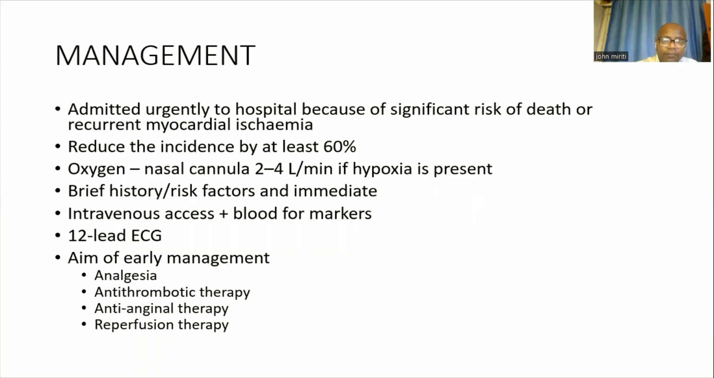The management of acute coronary syndrome is that you admit the patient to the hospital as quickly as possible, which reduces mortality by 60%. You give oxygen by nasal prongs, and also take a history immediately and monitor factors like diabetes, hypertension, and renal disease. You establish intravenous access, you take blood for markers, you do an ECG, and then aim at early management by giving analgesia and antithrombotics. You prevent embolism with antithrombotic therapy, and then you give anti-angina therapy, and then you do reperfusion therapy of the patient.